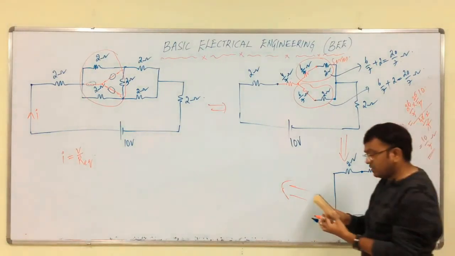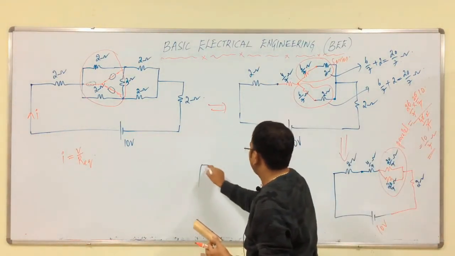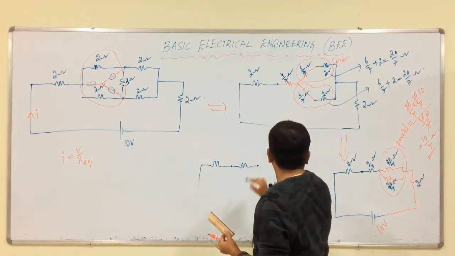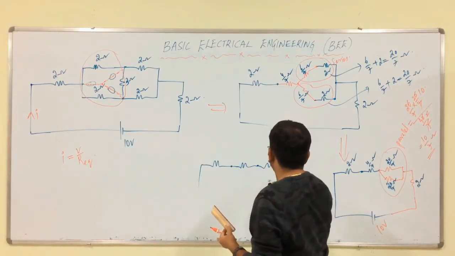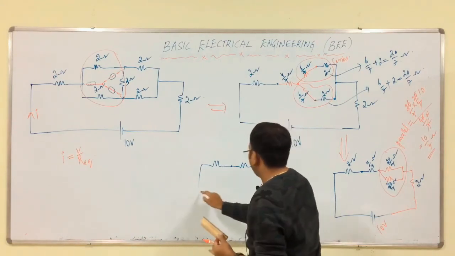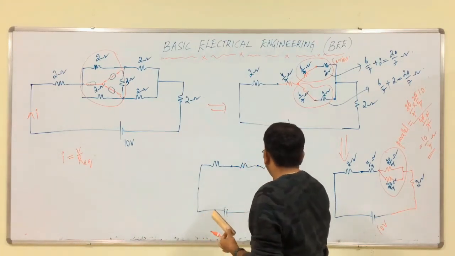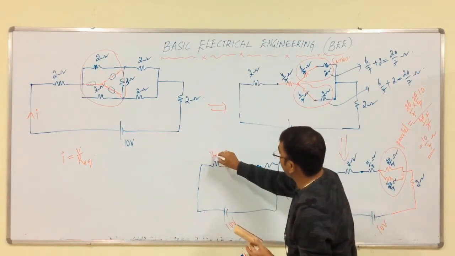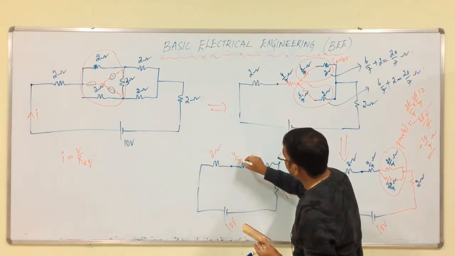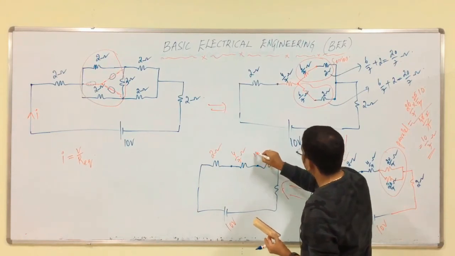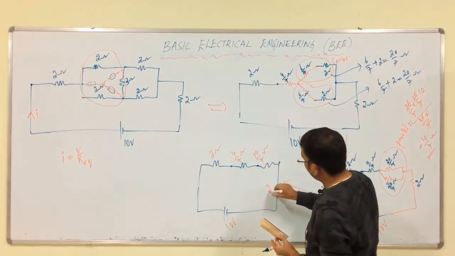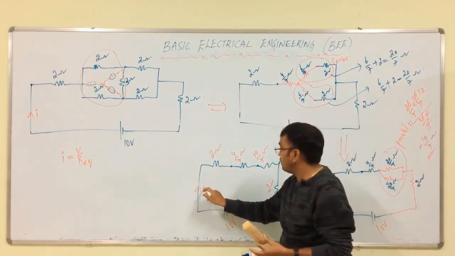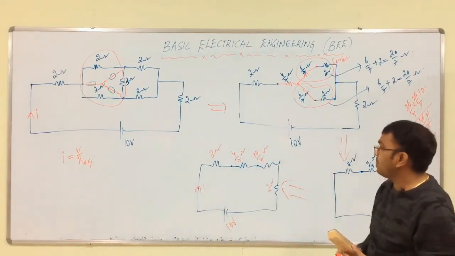The circuit becomes 2, 4 by 7 and 2, this is 10 volts, this is 2 ohms, this is 4 by 7, this is 10 by 7, this is 2. All are connected in series. You have to calculate this I.